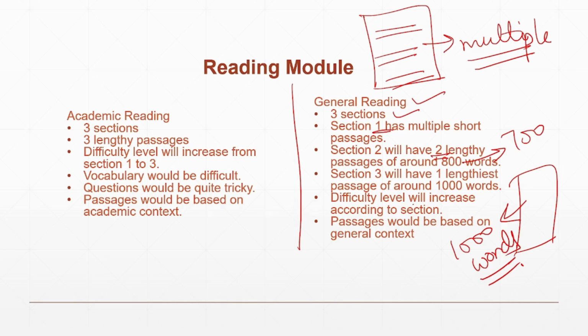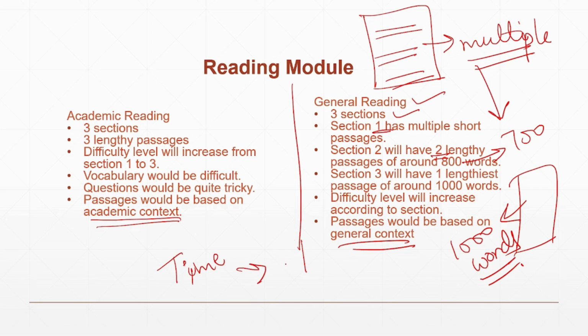The difficulty level again will increase from the first section to the third section accordingly, and the passages would be based on a general context over here, whereas in the academic section you will find passages based on an academic context. In this time, how to manage and how you cover up everything is important.